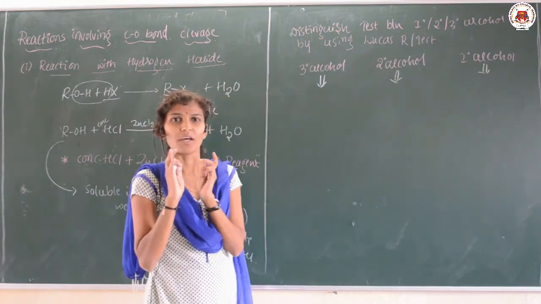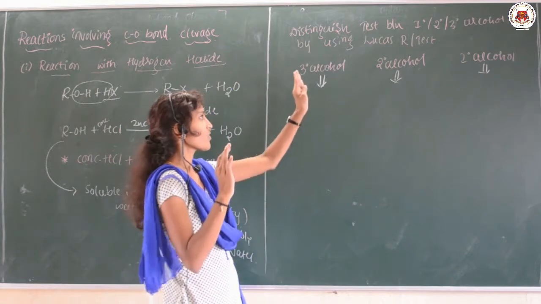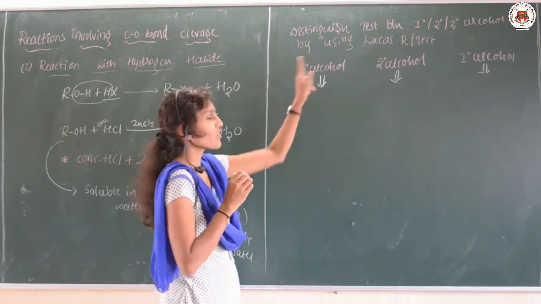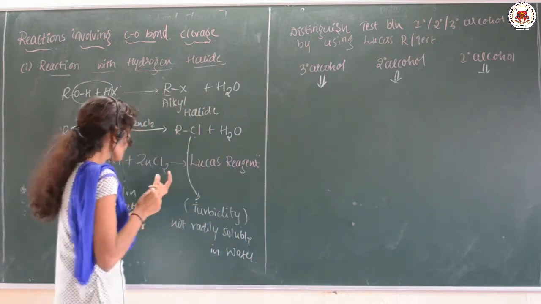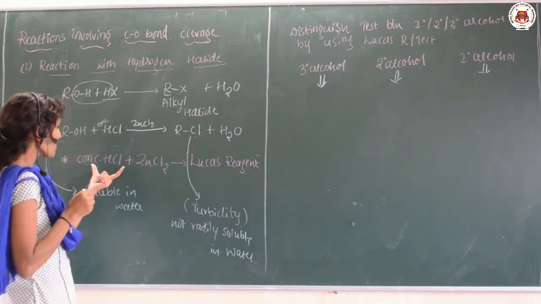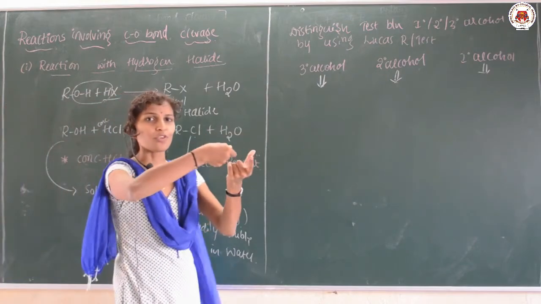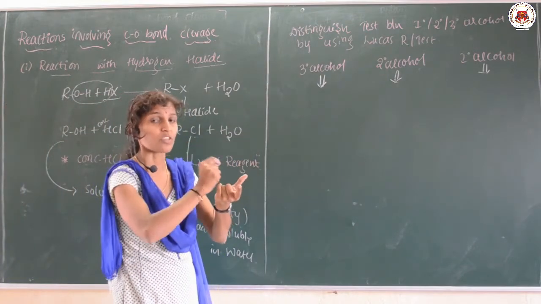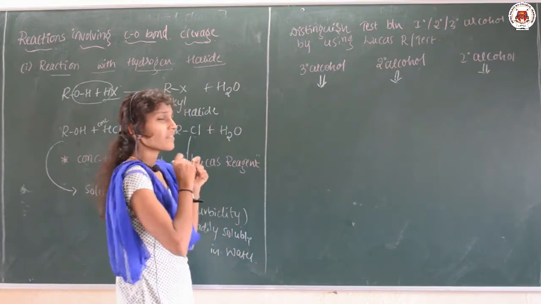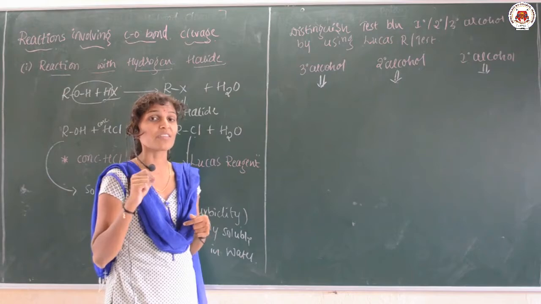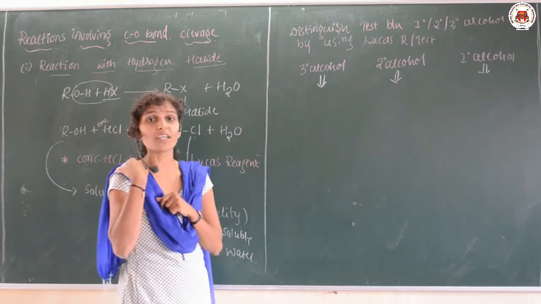In one test tube I have alcohol, but I do not know whether it is primary, secondary or tertiary. Just add the Lucas reagent. What is the Lucas reagent? It is the combination of concentrated HCl with zinc chloride. Just add a few drops of the Lucas reagent. Suppose the turbidity occurs immediately. Immediate turbidity means that the alcohol is a tertiary alcohol.